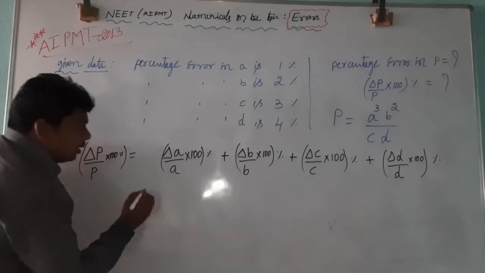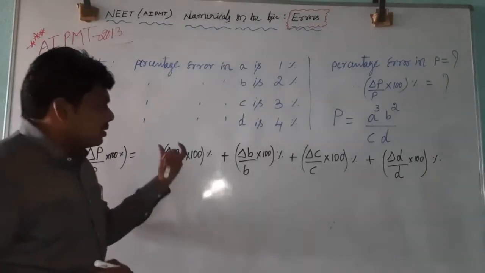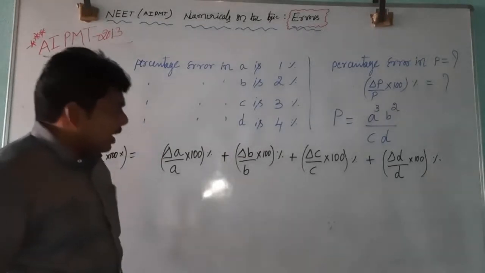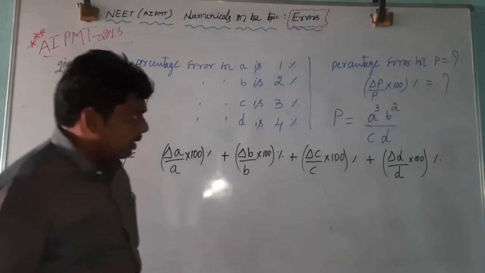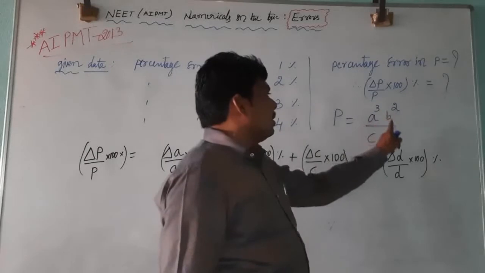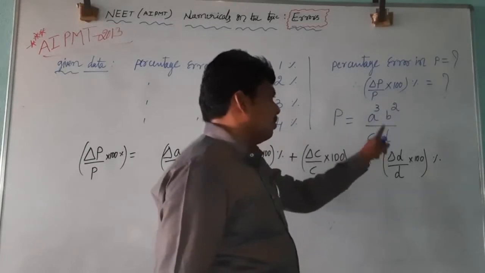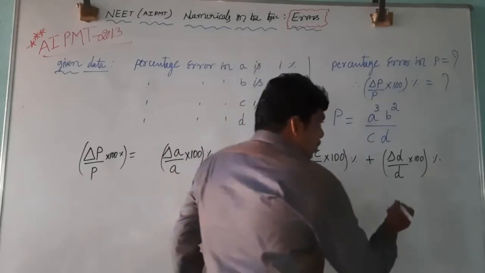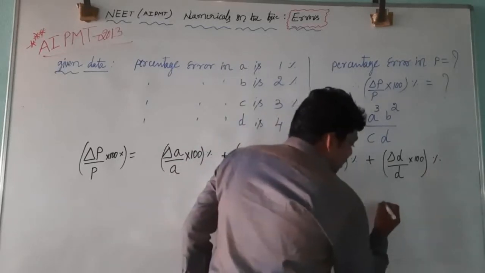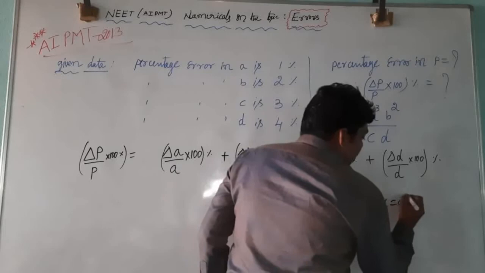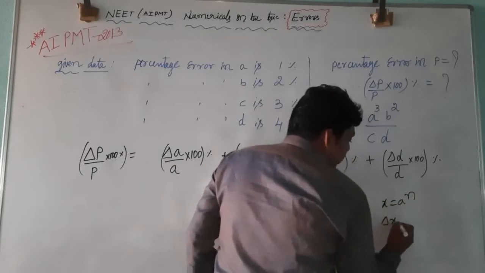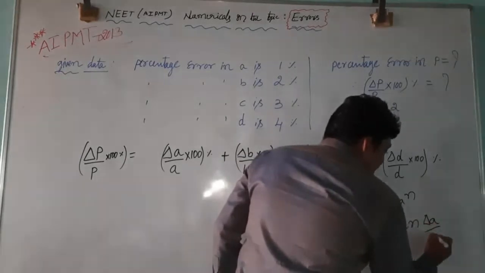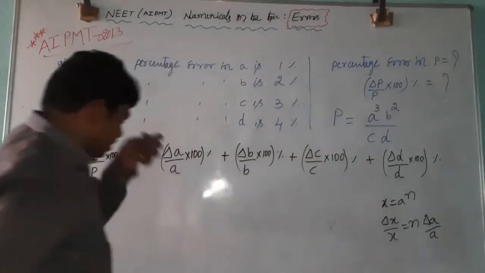Now here we have taken the sum of the percentage errors, but what about the powers? Have they given any powers to A, B, C, D? Yes, they have given A to the power 3, B to the power 2, C to the power 1, D to the power 1. For C and D there is no problem. When they have given the powers, what is the formula we have to use? X is equal to a to the power n, so delta x by x is equal to n into delta a by a. Yes, again we have to use the same formula only.